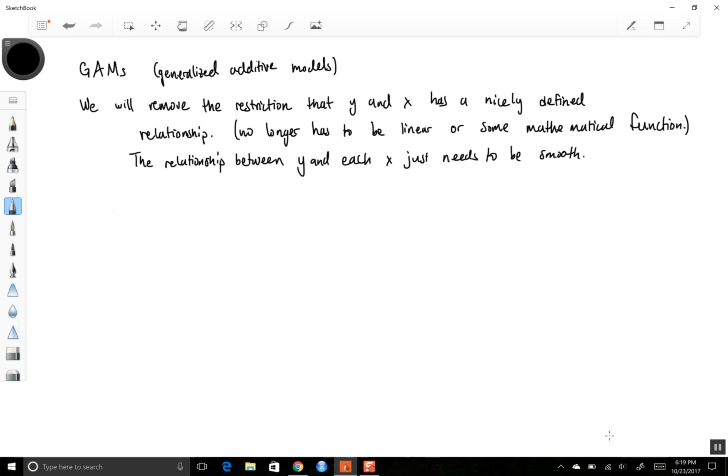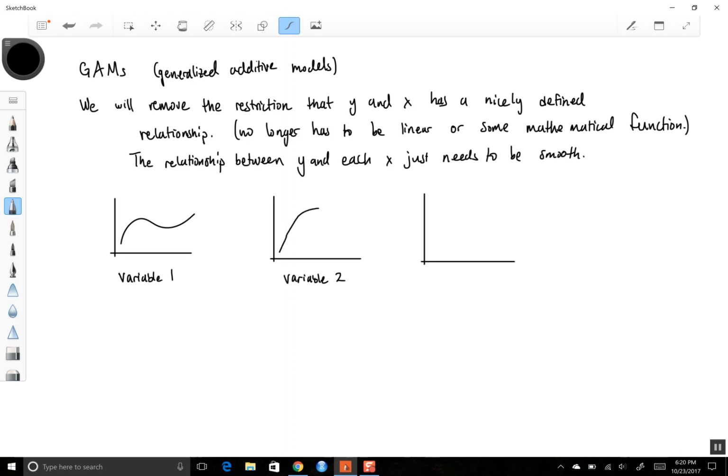So we might say something like, here we have variable 1, and maybe the relationship between y and variable 1 looks something like this. Okay, and then maybe the relationship between y and variable 2 looks like that. And then maybe the relationship between y and variable 3 looks like that.